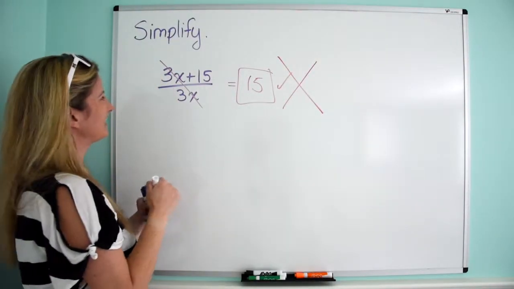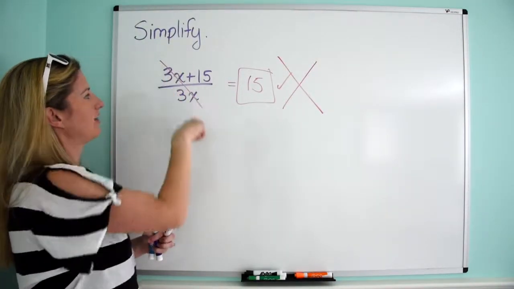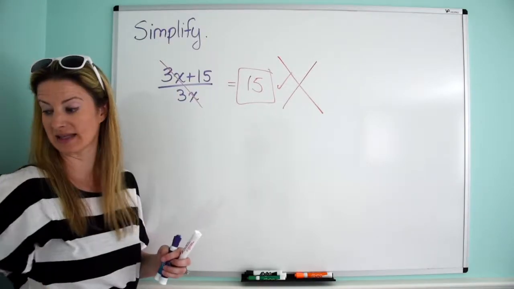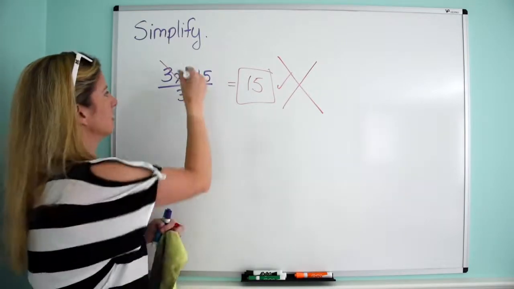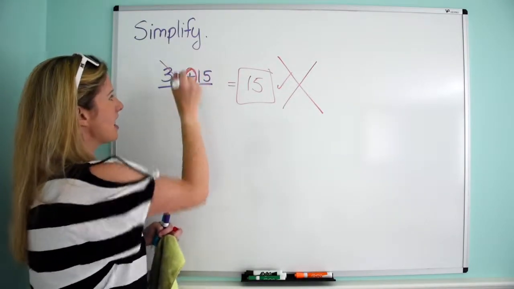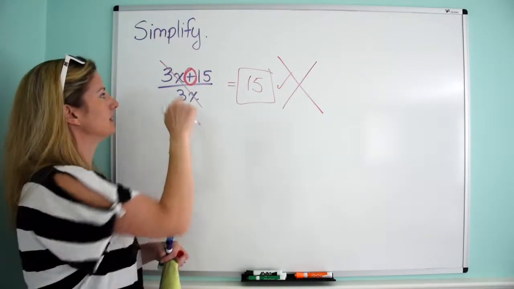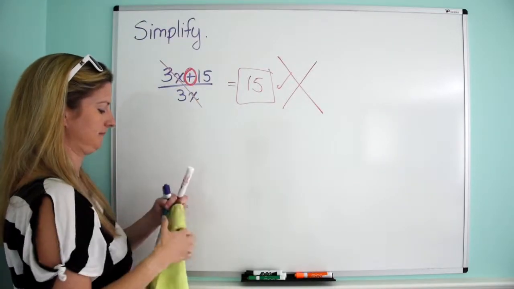We are not allowed to divide out a 3x, or some people say cancel out a 3x, because it's addition. This is the thing that doesn't allow it, okay? If it were multiplication, you could, but it's addition, so you can't, okay?